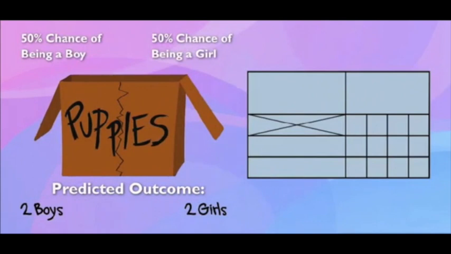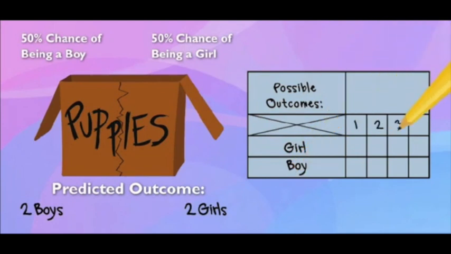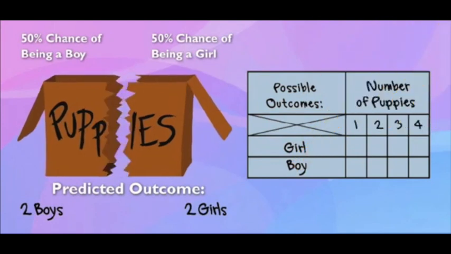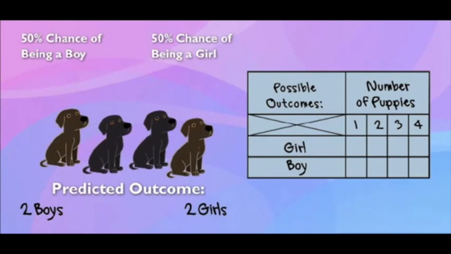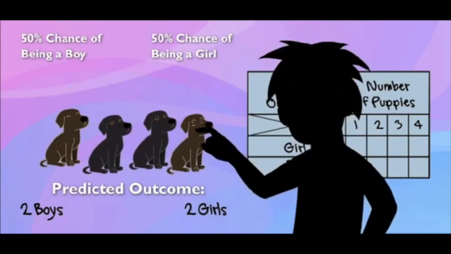It helps to make a chart to keep track of what happens. We'll put the possible outcomes on the left, girl and boy. And then we'll make checks on the right as we check each puppy. Now all we have to do is see if our prediction comes true. Okay, let's start with that one.